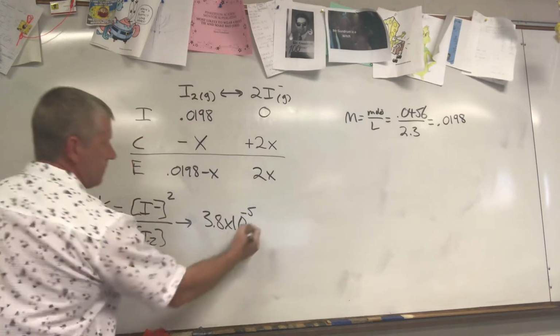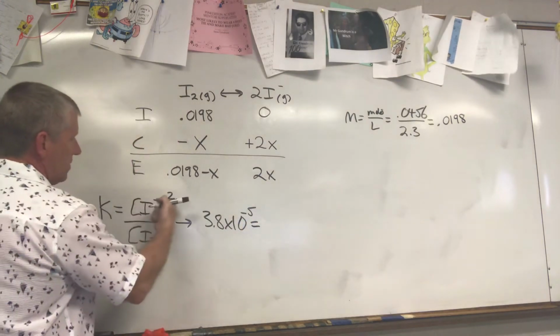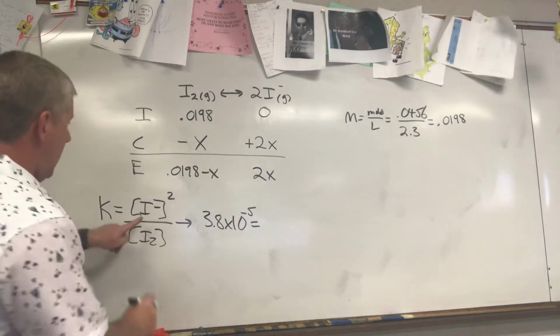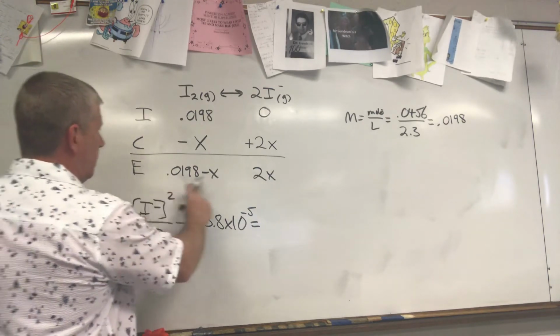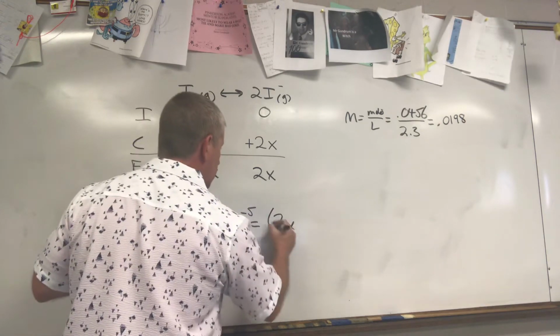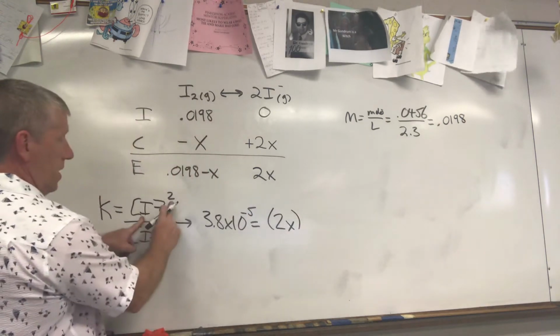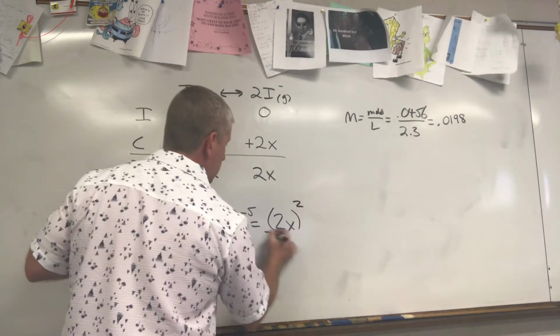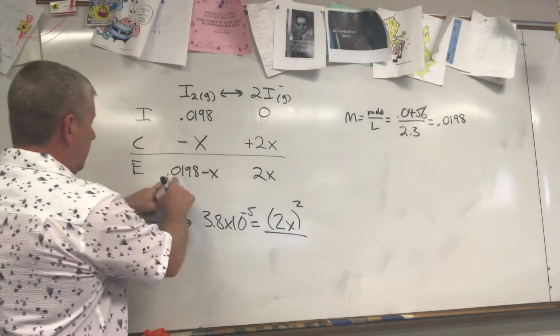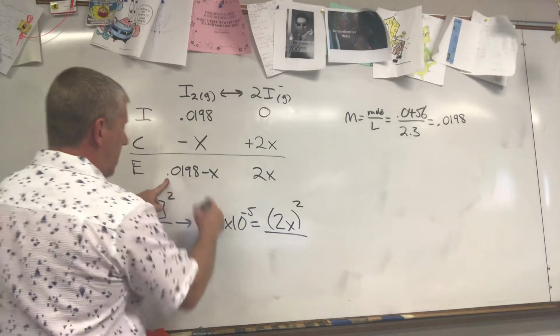That's K, is equal to, okay, I squared. Be careful here. Watch out. Watch your math. I at equilibrium is 2x, squared, divided by 0.0198 minus x.